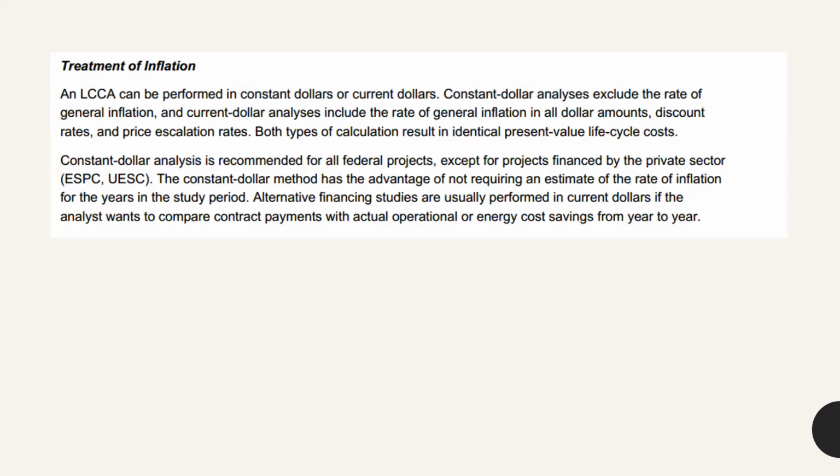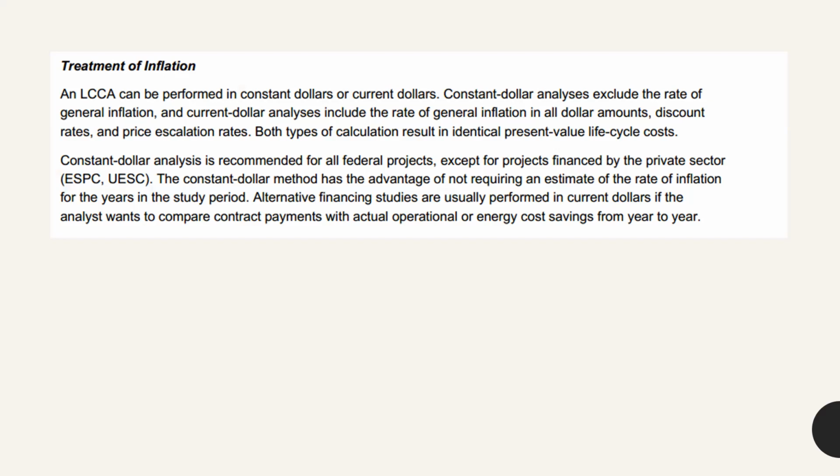In order to treat inflation in life cycle cost analysis, it can be performed in constant dollars or current dollars. Constant dollar analysis excludes the rate of general inflation, and the current dollar analysis includes the rate of general inflation. That is the main difference between the two. In the constant dollar analysis, we don't bother about the rate of general inflation. But in current dollar analysis, we include the rate of general inflation in all dollar amounts, or maybe rupee amounts. This applies to the discount rates and the price escalation rates as well. Both types of calculations result in identical present value life cycle costs.